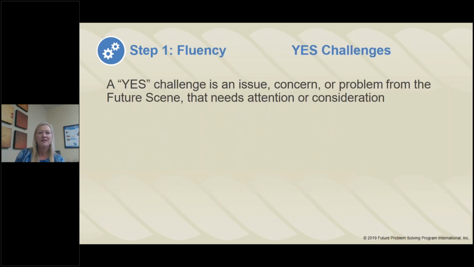So when we are evaluating the fluency aspect, to determine if a challenge is awarded a yes, we are looking to see that the students identified a challenge that might arise from the future scene. So they have noted something in the future scene and they are connecting it with a problem or a concern that is in need of attention.